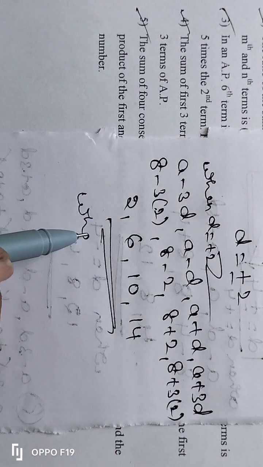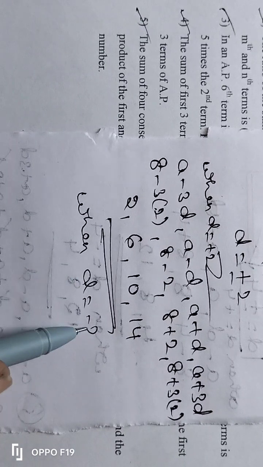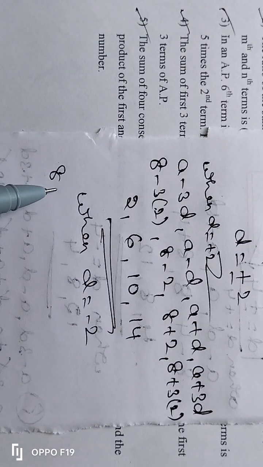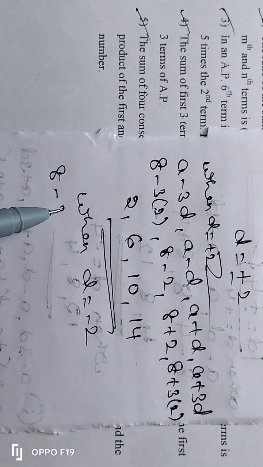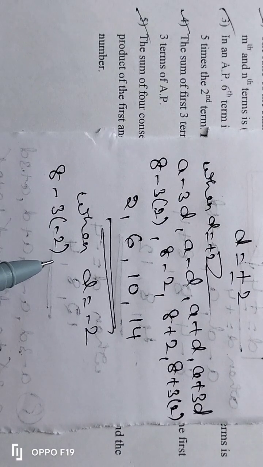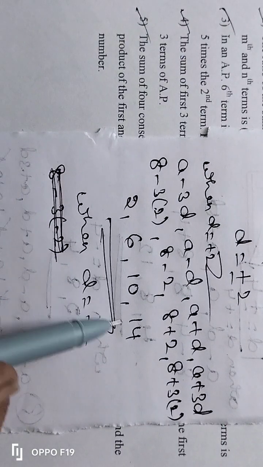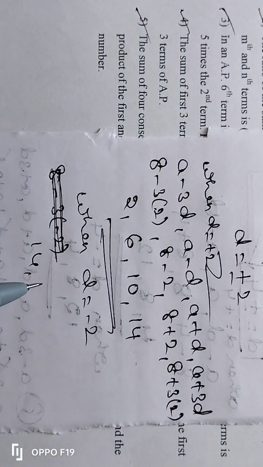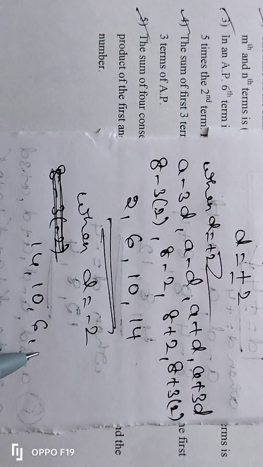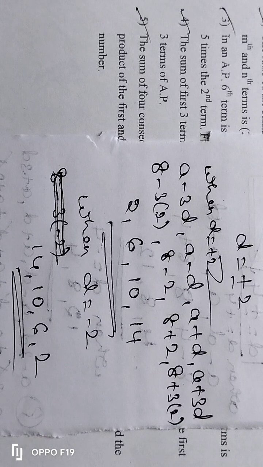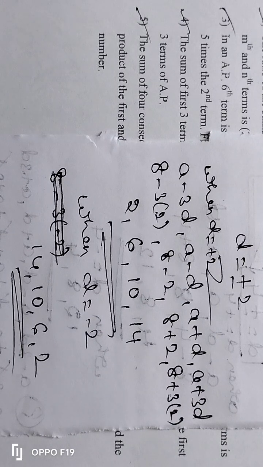When d is equal to minus 2, 8 minus 3 into minus 2, and so on, or you can write in reverse order, it will be 14, 10, 6, 2. So these are the terms of an AP. So like this we have to solve this question.